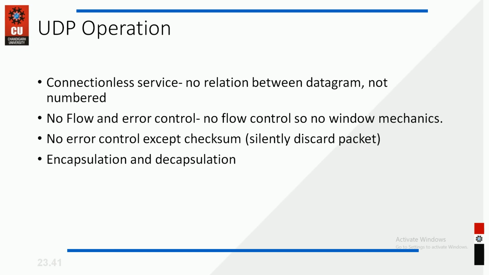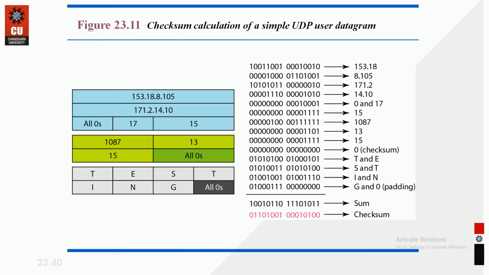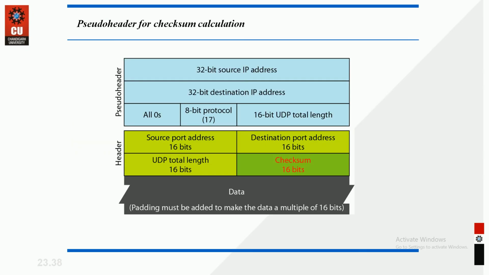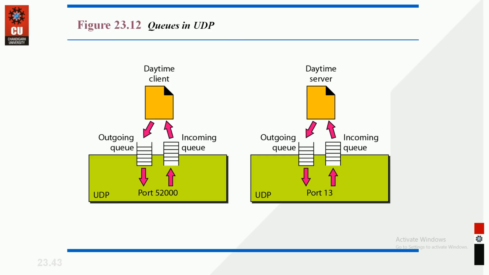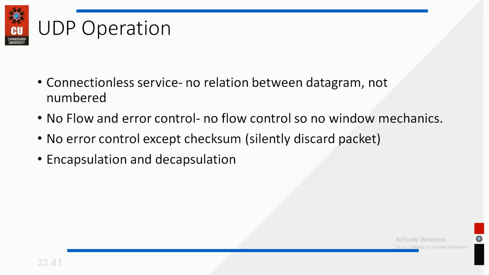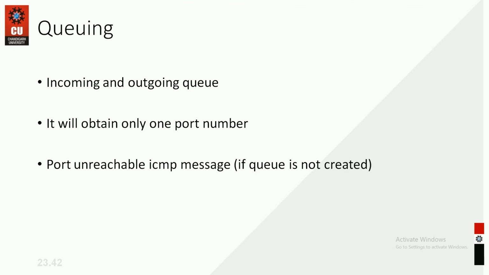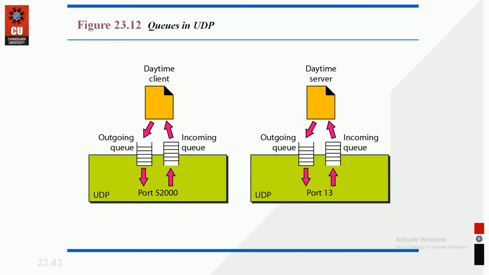Encapsulation and de-encapsulation: the pseudo header will be encapsulated in the UDP packets, right? Now queuing, incoming and outgoing queues, we have already discussed. It only obtains one port number. Port unreachable ICMP message: ICMP means internet control messaging protocol, and if the port is unreachable, that means the queue is full. So this is how it works.